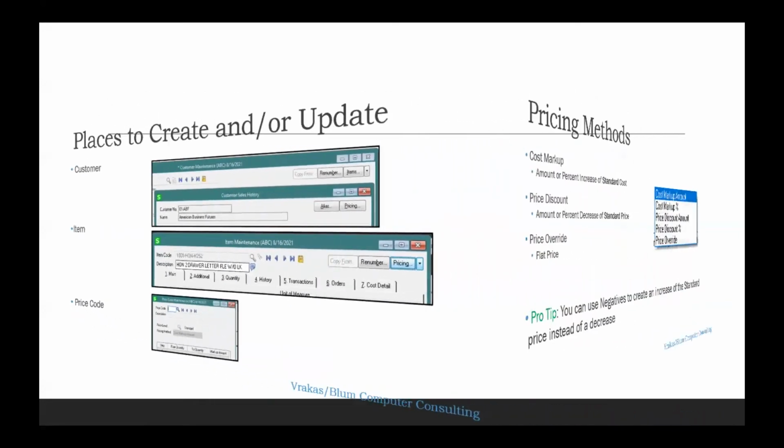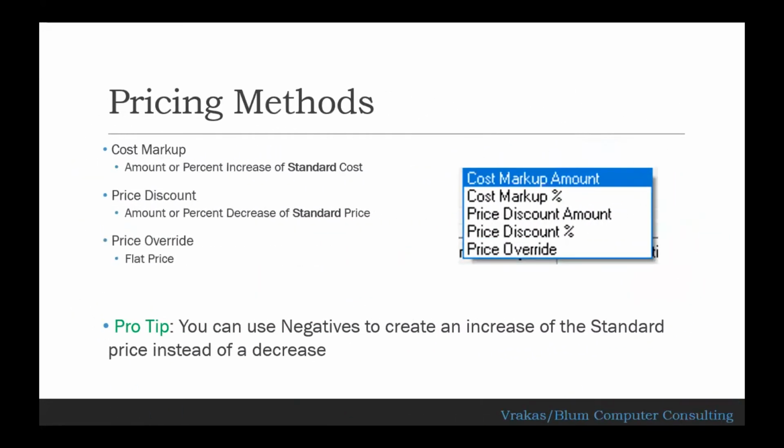Before we get into the pricing hierarchy, I want to talk a little bit about the different methods of pricing within Sage. All of the different things that I'm going to show you about the levels we can create are based off of these pricing methods. First, we have a cost markup. The cost markup is an amount or a percent increase off of your standard cost. And I'm going to say that again, it's off the standard cost.